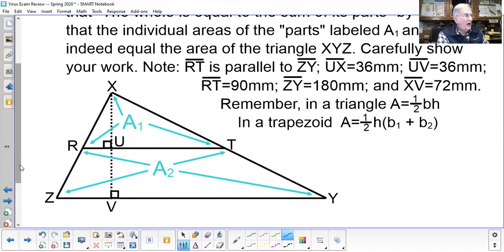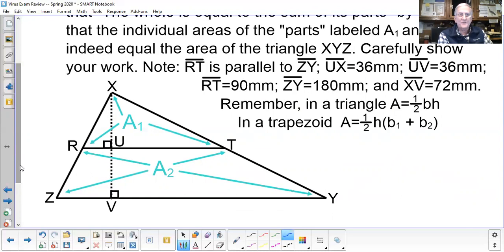Now, because RT and ZY are parallel to each other, you know that the figure on the bottom, RTYZ, has to be a trapezoid, right? It has a pair of parallel sides, and it obviously is a trapezoid. The triangle on top, RXT, obviously is a triangle, and we have information about each of these figures so that we're able to find their areas.